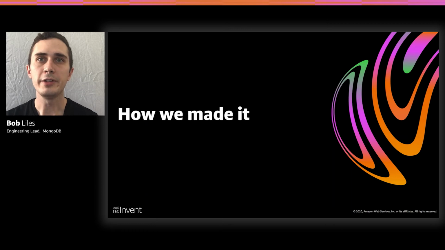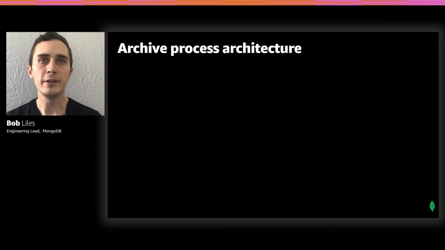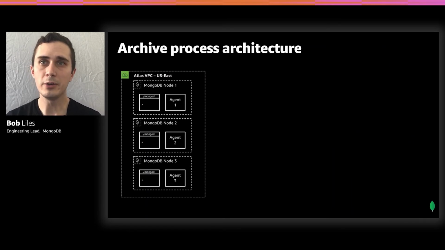The first main component to understand is the architecture of the archive process itself. I have represented on the left here a basic MongoDB Atlas cluster. It consists of three virtual machines and a VPC in the US East region. Each virtual machine hosts a MongoD, or database process. Together, these three MongoDs constitute the database cluster, which is, in this case, a three-node replica set. Also on the virtual machines is a separate agent process that assists in orchestrating the archive operation.